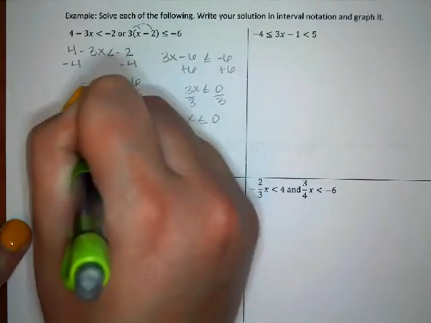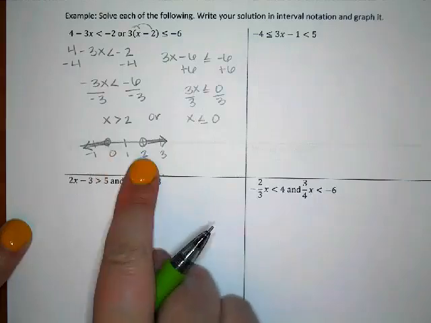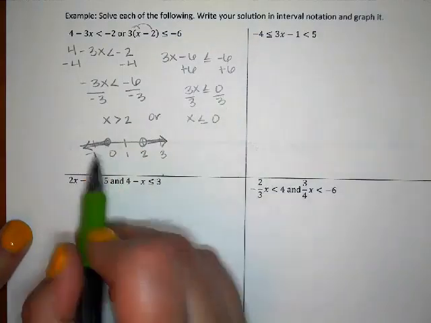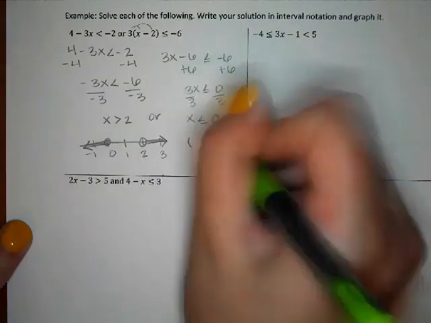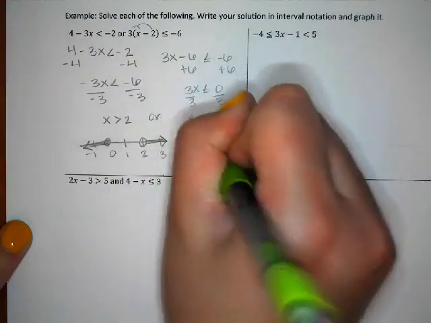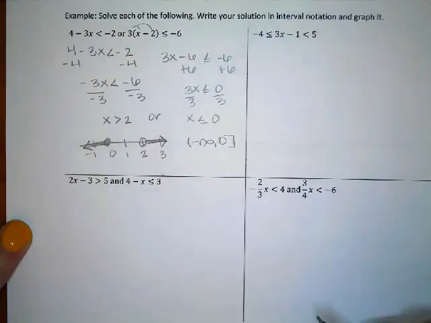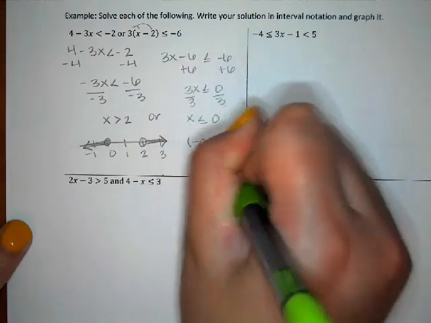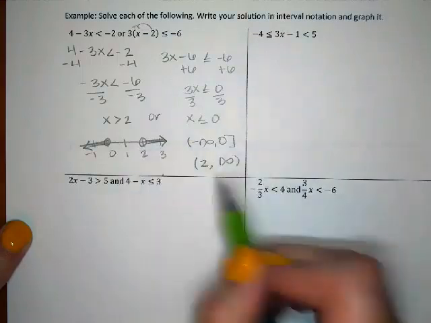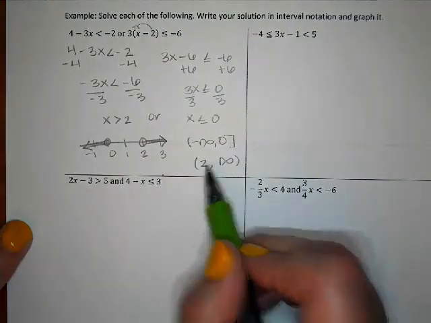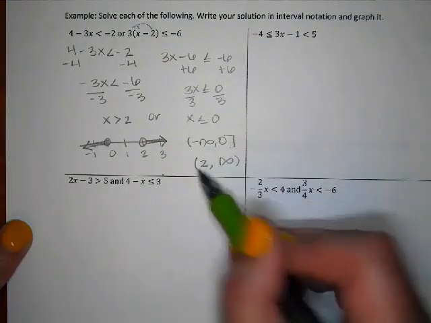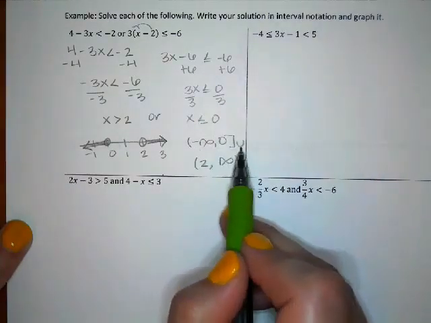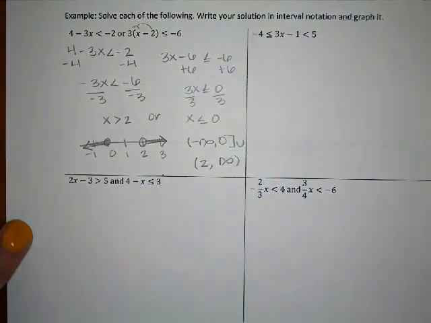So this is pretty typical for an or problem. Your solutions go in opposite directions. So for this first one, we're going to say the interval notation would be from negative infinity to 0, including 0. And then for the second one, we'll say from 2 to positive infinity, not including 2. And anytime you have two answers, one answer or the other answer, we would put a U in between them. This one, union, that one.